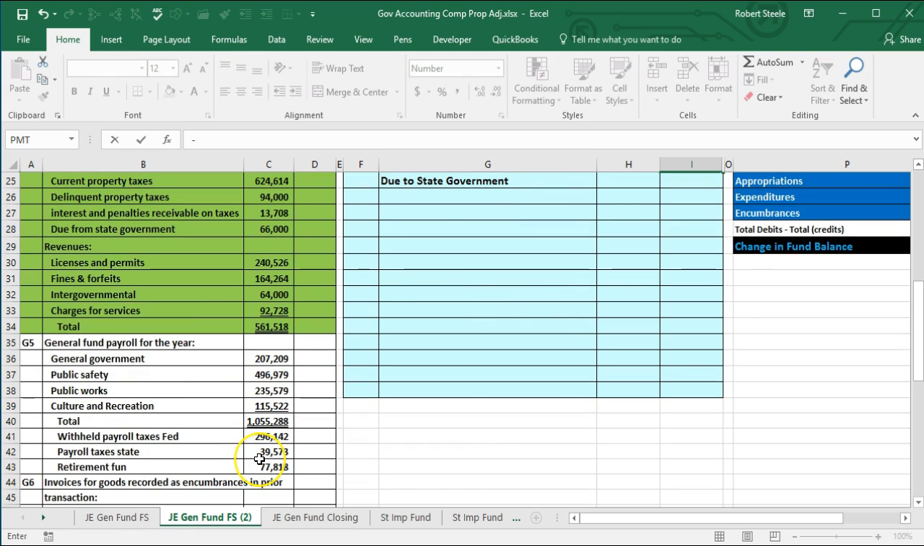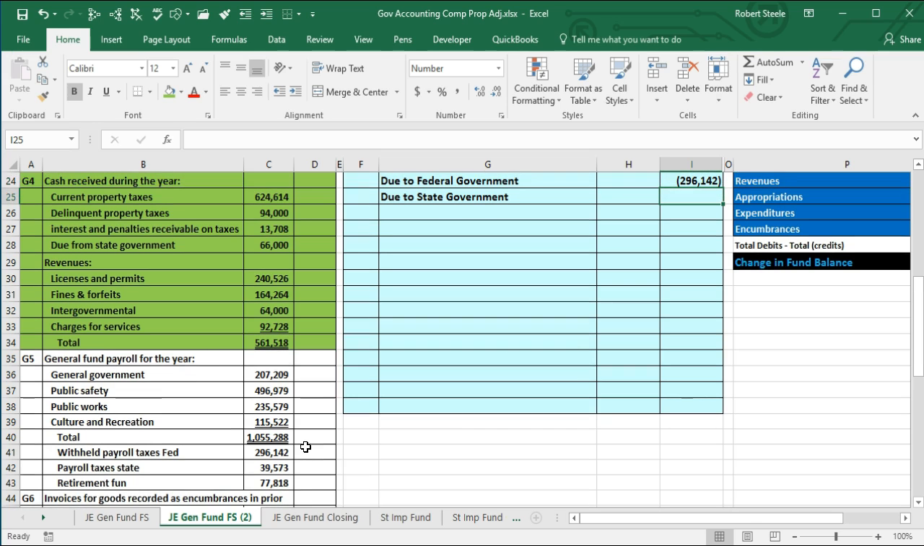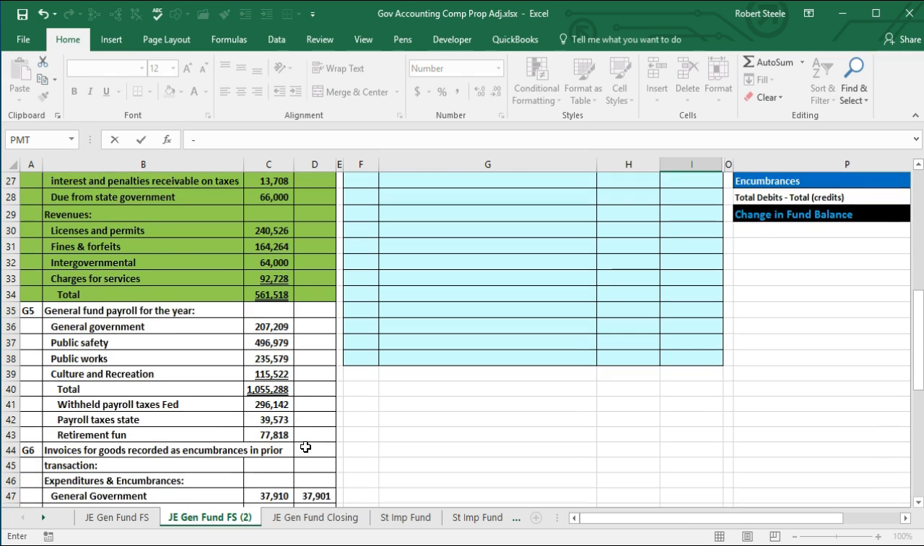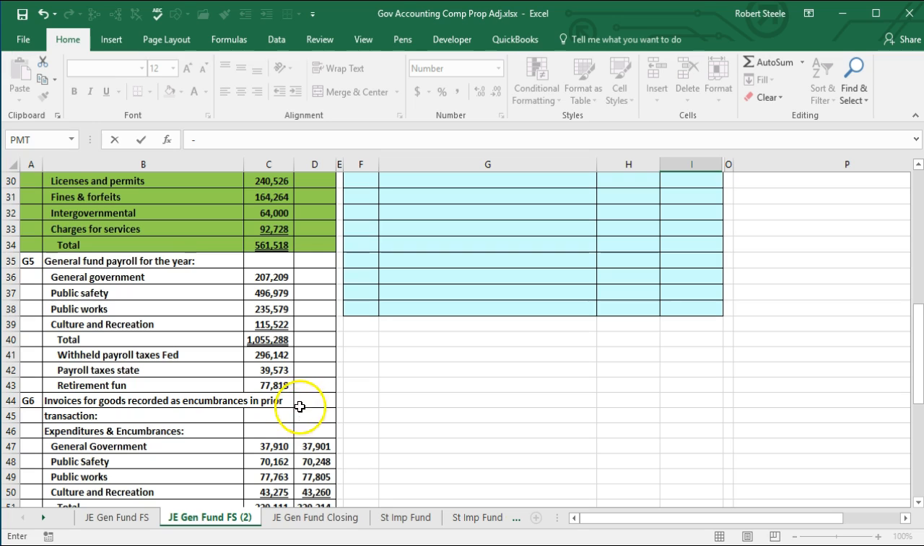I'm going to scroll down a little bit. It's going to be this 296142. So 296142. There's that item. And then we're going to say credit in the state. So the state due is going to be these two together.